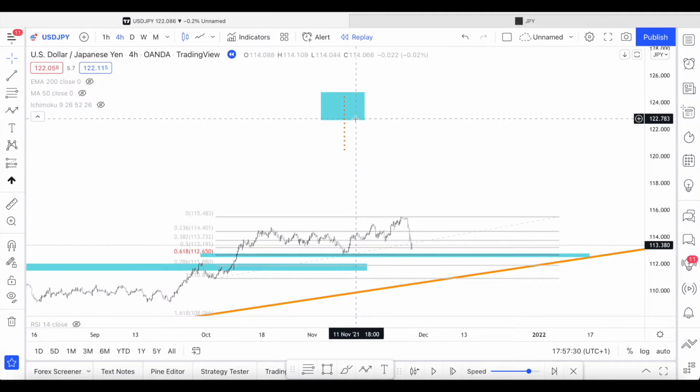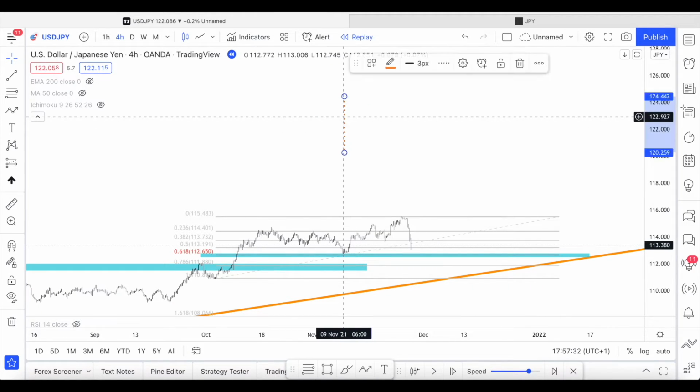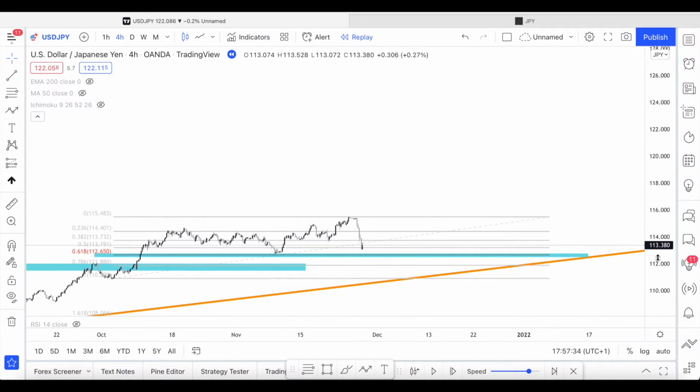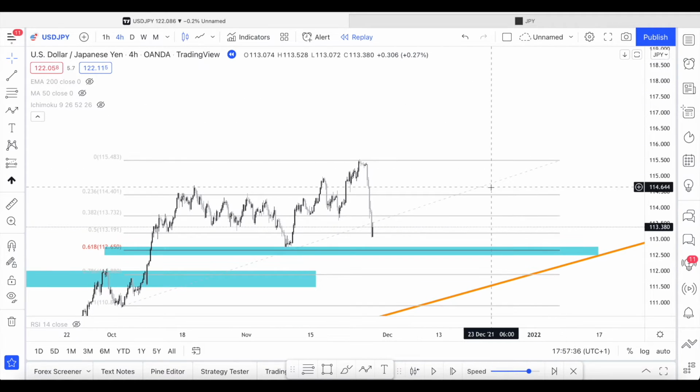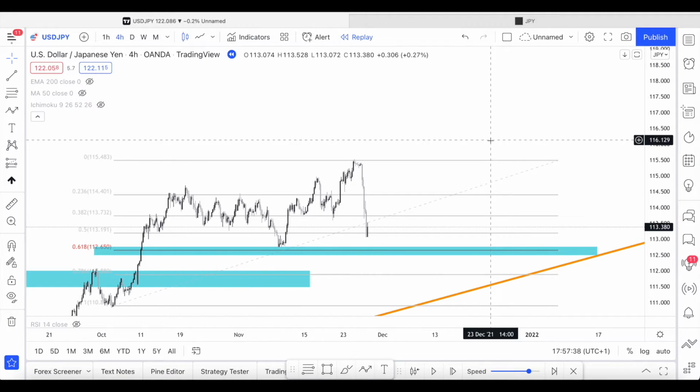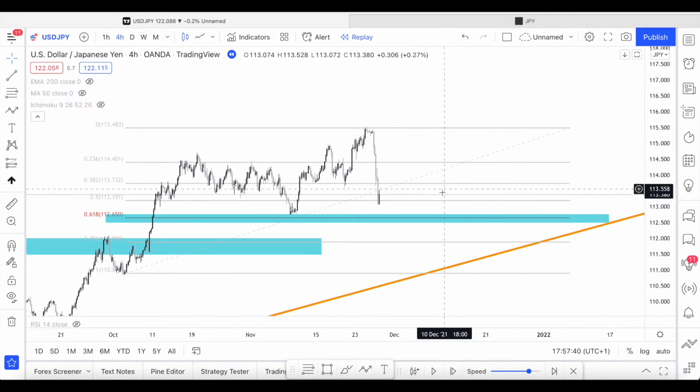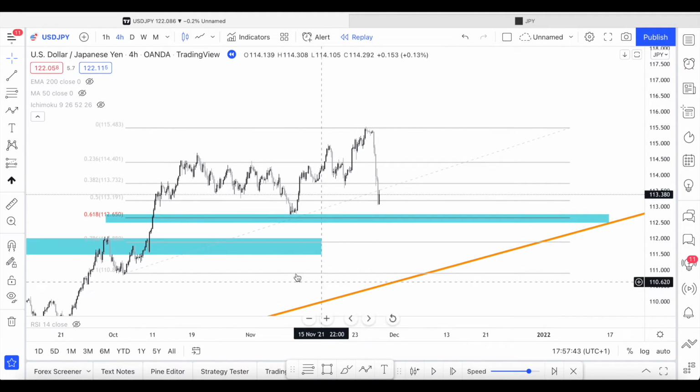So we've identified the entry area, but we need that entry reason, the reason to execute our trade, to put our money where our mouth is. So let's see how the market plays out, and I'll run you through where this entry reason would be. So let's carry on.